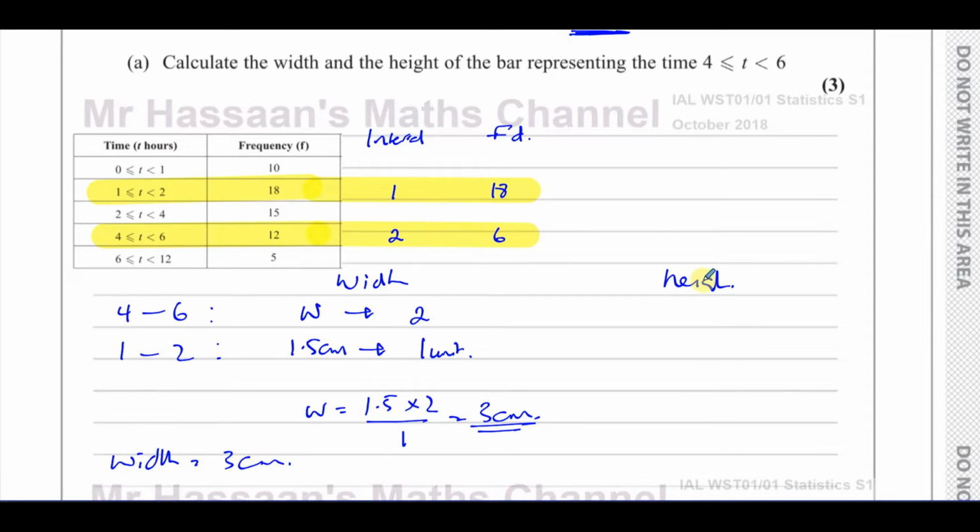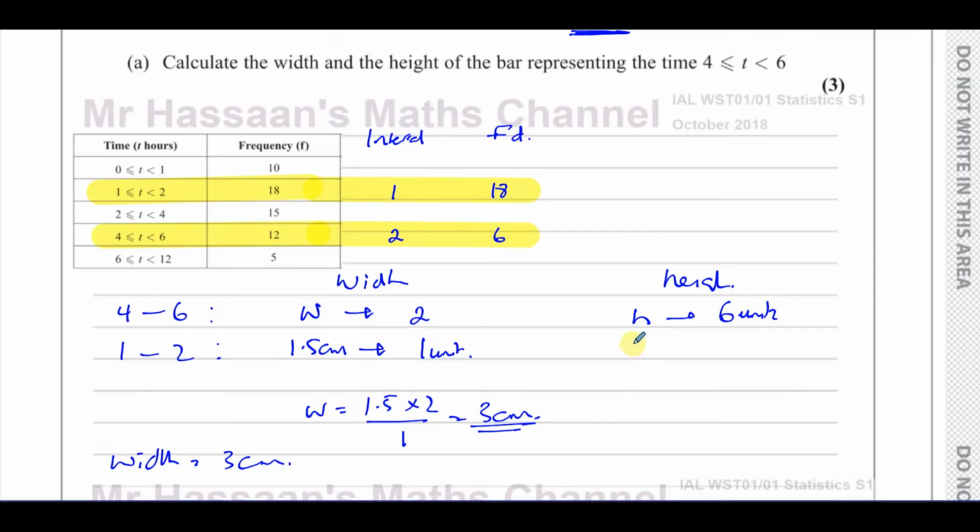And for the height, the 4 to 6 bar, we want to find its height. What is the thing that determines the height of the bar? It's the frequency density. So the height of the bar that we're looking for is frequency density. We want to know what height represents 6 units of frequency density. We want to know what is the height in centimeters that represents 6 units.